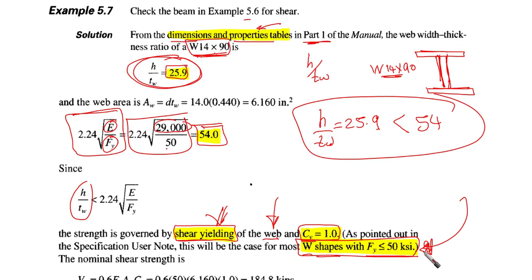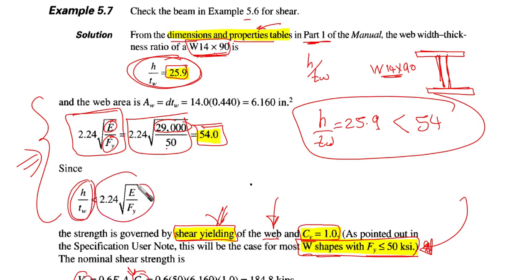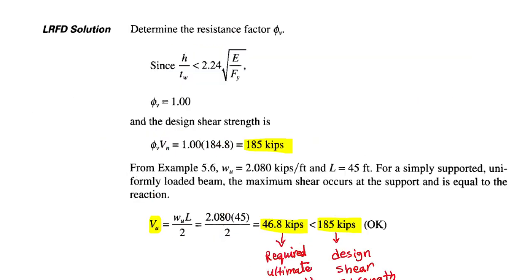Based on that, the nominal shear strength is going to be 0.6 F yield times area of web times Cv. It is 1 in our case, because we are in the specific case of hot rolled I sections with h over t web less than the limit. So 0.6 times 50 for F yield, times the area of web from the dimensions and properties table, times 1, gives us the nominal shear strength. Okay, for the LRFD solution, now we are going to determine the resistance factor.